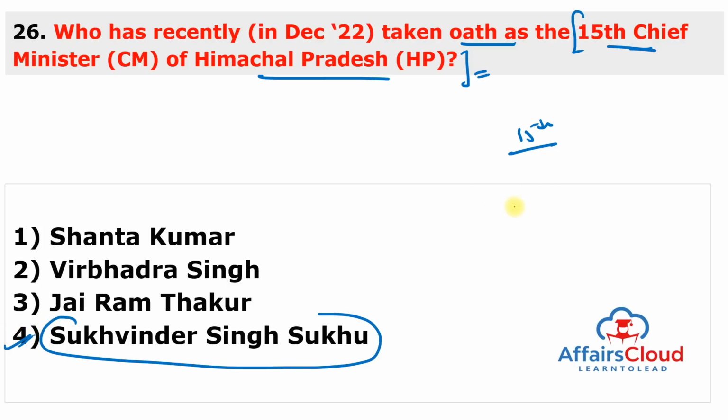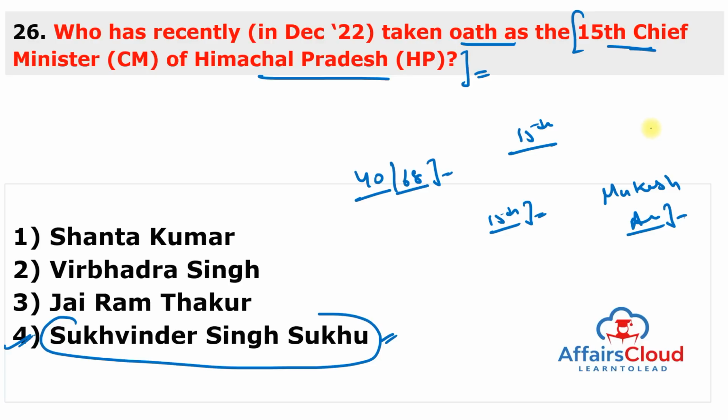So former Congress State Chief Sukhvinder Singh Sukhu ji took oath as the 15th Chief Minister of Himachal Pradesh at a ceremony held in Shimla, while Mukesh Agnihotri took oath as the Deputy CM of the state. Sukhvinder Singh Sukhu will succeed CM Jairam Thakurji. And during elections, Congress won 40 seats out of the 68-member Himachal Pradesh State Assembly.